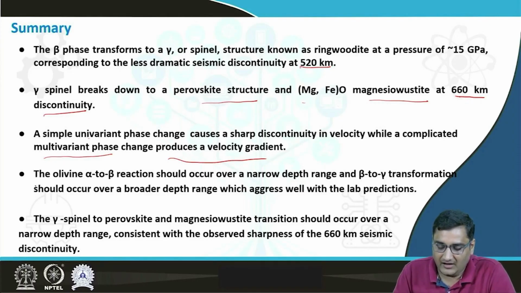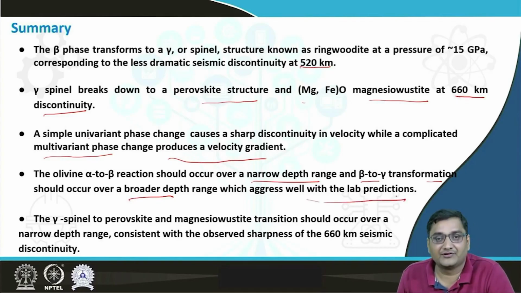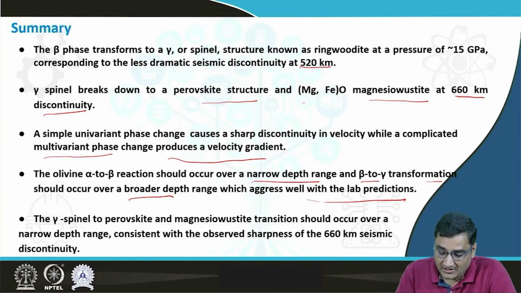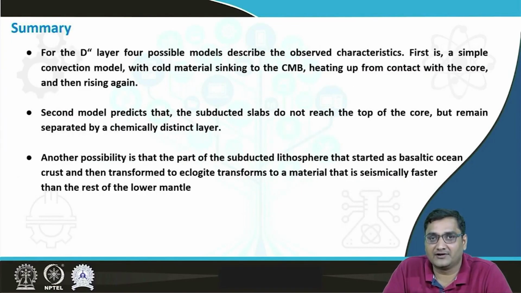The olivine alpha to beta reaction should occur over a narrow depth range, and it is exothermic in nature, and the beta to gamma transformation, which is endothermic in nature, should occur over a broader depth range, which agrees well with the lab prediction. Similarly for the pyrolite, when it changes to garnet, it has a gradual change. The gamma spinel to perovskite and magnesiowüstite transition should occur over a narrow depth range, consistent with the observed sharpness of the 660 kilometer seismic discontinuity.